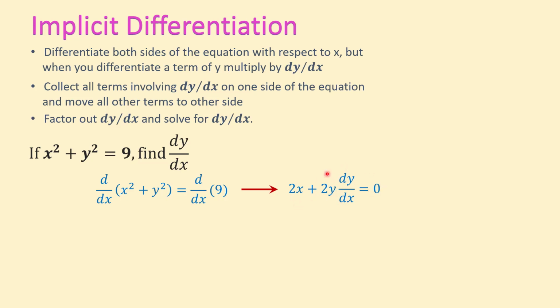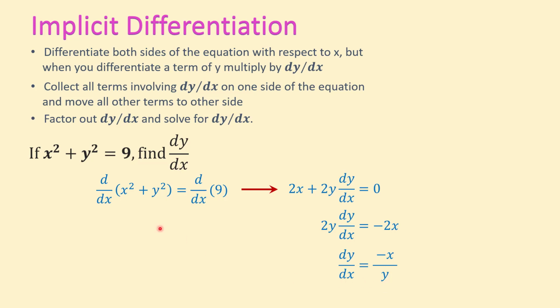We keep the term involving dy over dx on one side and move the other term to the other side. We move 2x to the other side. It becomes negative 2x. Now dy over dx is negative 2x over 2y. We don't need to factor anything because we have only one dy over dx. So dy over dx is negative 2x over 2y. If we cancel 2 from numerator and denominator, the derivative can be rewritten as negative x over y.